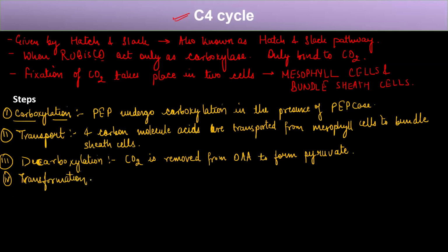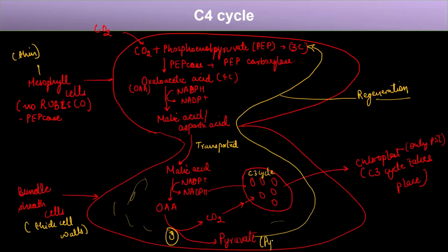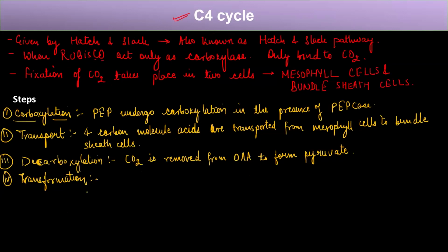Transformation. Now, what happens in the transformation? C3 acid is formed, right? This pyruvate is also known as pyruvic acid. So what happens in transformation? From the four carbon molecule, a 3 carbon molecule is formed. From 4 carbon acid, 3 carbon acid is formed. Okay. And then finally is the regeneration.